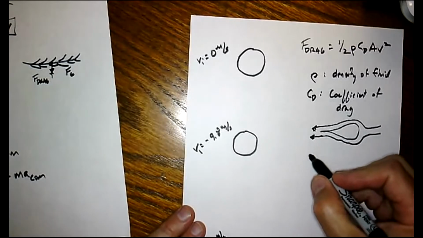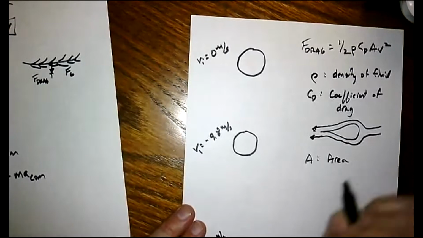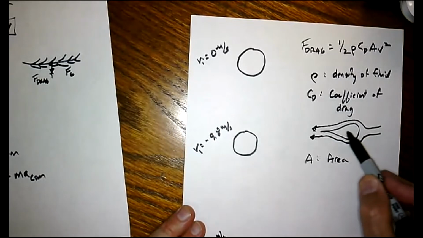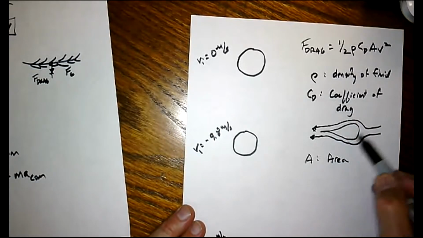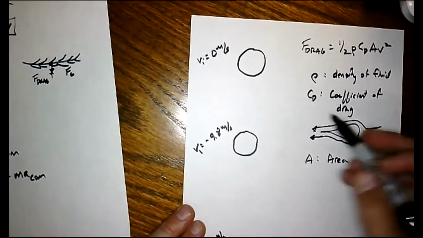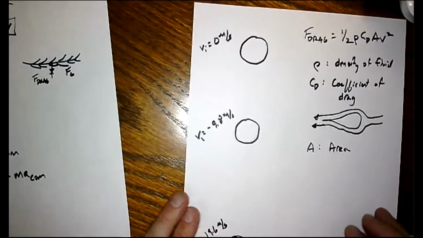The other parameter in here is A. That's the area moving through the fluid. It's the perpendicular area to the flow of the fluid. So if we're watching fluid go this way, we would actually slice the object here, look at it from this perspective, and calculate the area. For a sphere, we can calculate that based upon the area of a circle. All right, we'll do that.